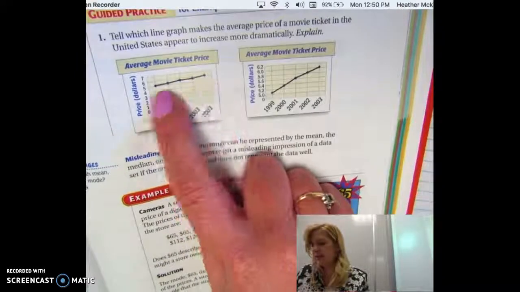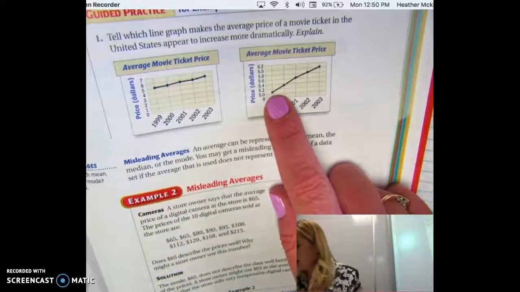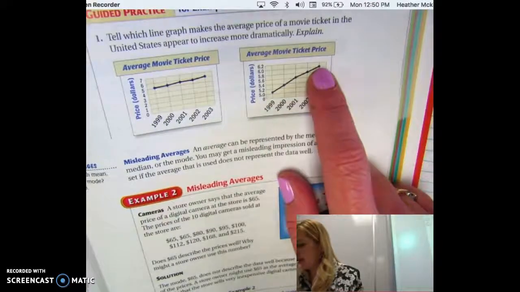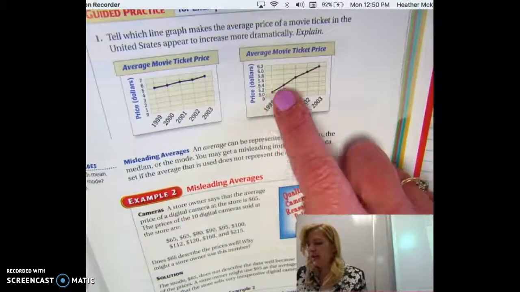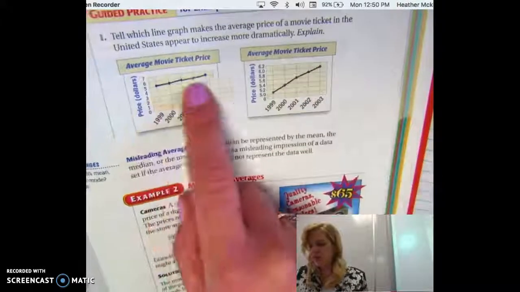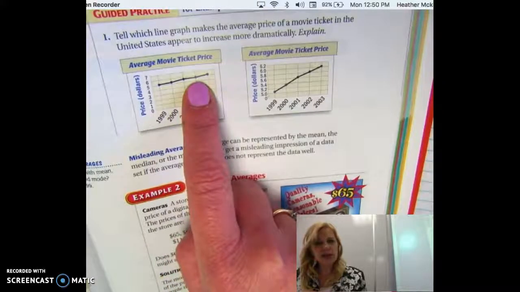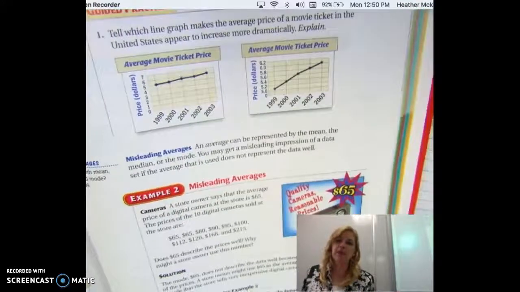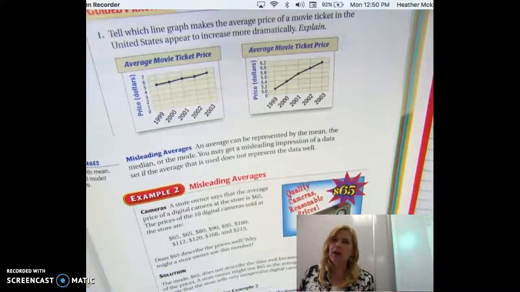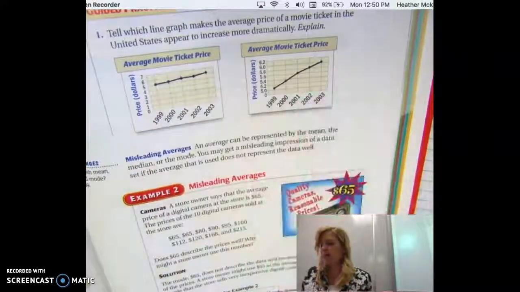When you look at it, this line is relatively flat, and this one you can see, okay, it's a little over $5 and it goes up to $6 in 2003. But that looks like a huge slope compared to here. In this one, I'd say movie ticket prices are pretty steady. In this one, I would say, oh, they're going up terribly. So we can skew or kind of make people's brains think differently about the data just simply by how we display it.